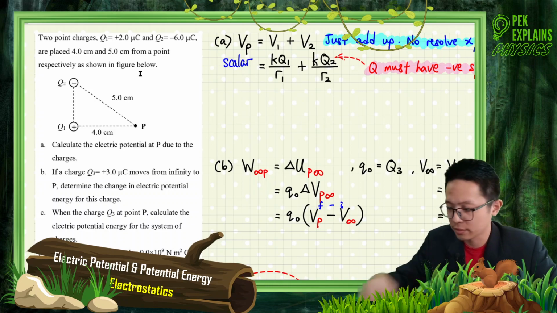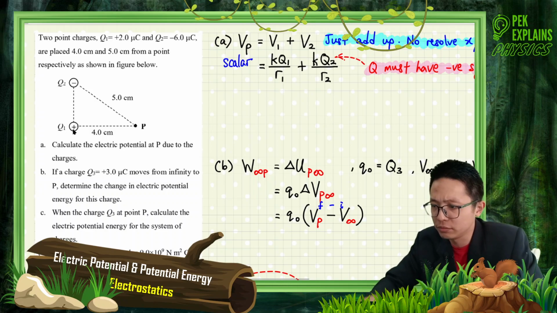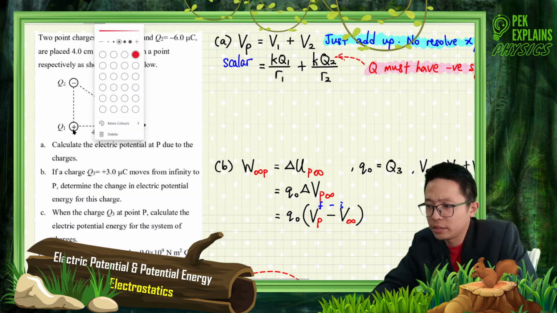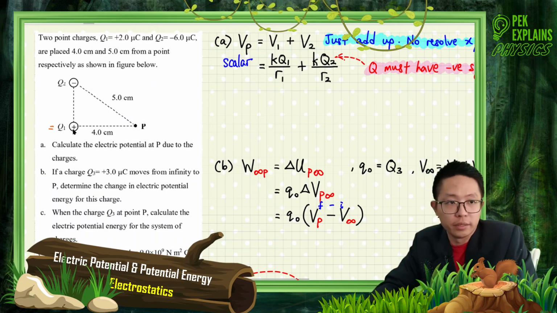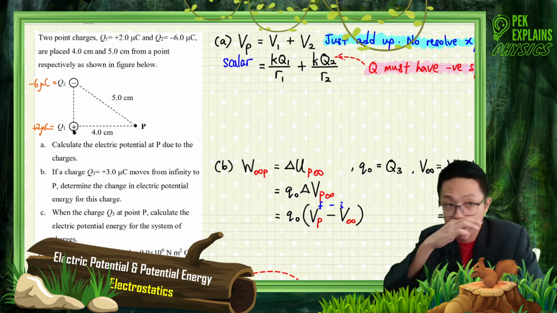Okay, let us start. Two point charges, Q1 and Q2. Q1 is a positive point charge. Better I write down the information here, easy for me to retrieve. This is a positive 2 microcoulomb. And then Q2 is a negative point charge, negative 6 microcoulomb.